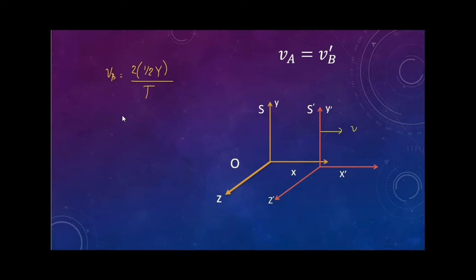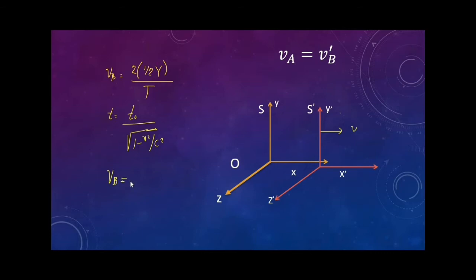Okay? So, solving this further, from time dilation, take note that we have t equals t naught divided by the square root of 1 minus v squared over c squared. We can use this relationship to express velocity B according to the S frame. Our velocity B is y divided by t naught over the square root of 1 minus v squared over c squared. There. Solving this further, we will have a velocity B.